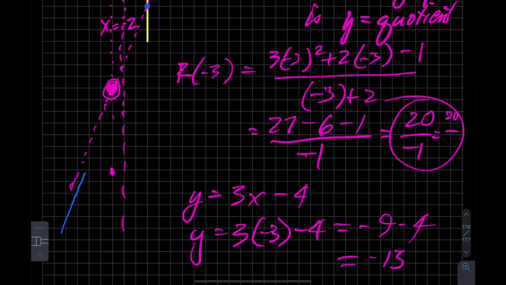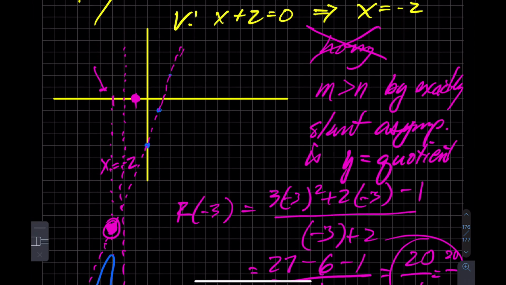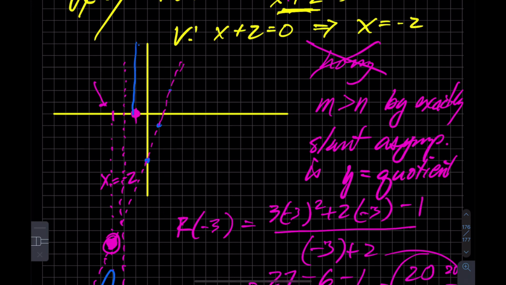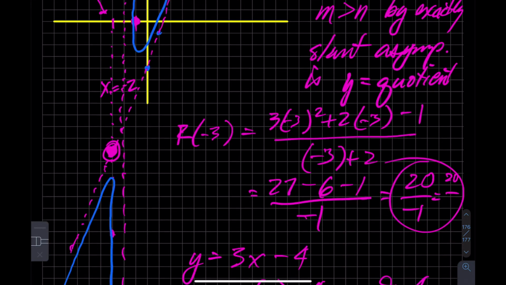It's below the slant asymptote, but it's to the left of my vertical asymptote. And on this side, it is above the slant asymptote and to the right of my vertical asymptote. So it looks like that.